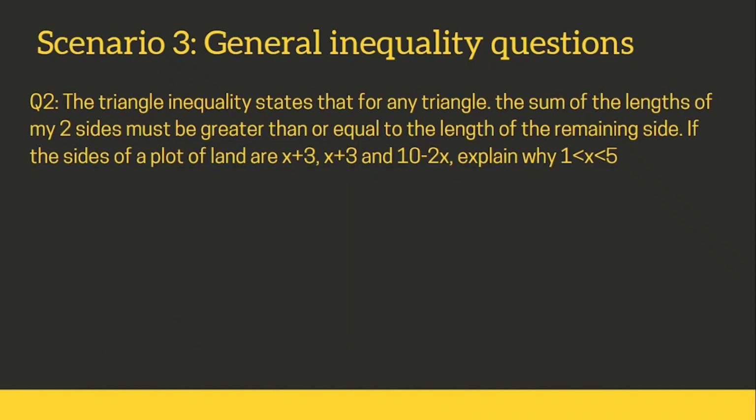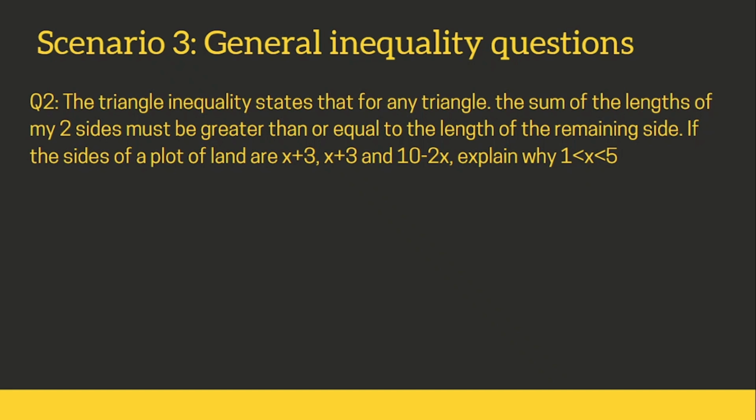This second question is more of a thinking and logic question rather than actual inequality, but I still think it's very interesting. So the triangle inequality states that for any triangle, the sum of the lengths of any two sides must be greater than or equal to the length of the remaining side. If the sides of a plot of land are x plus 3, and 10 minus 2x, explain why 1 is less than x is less than 5.